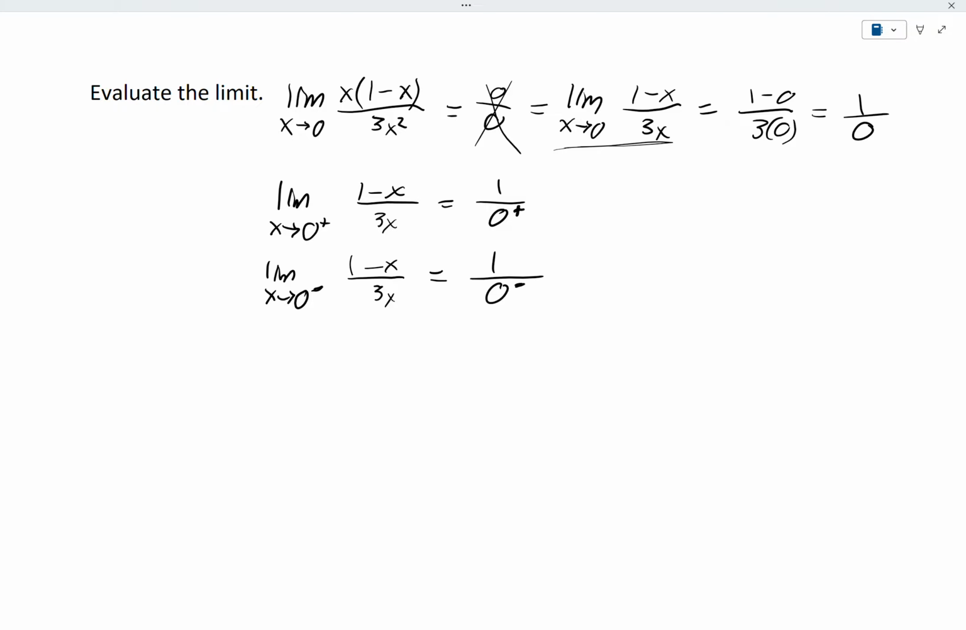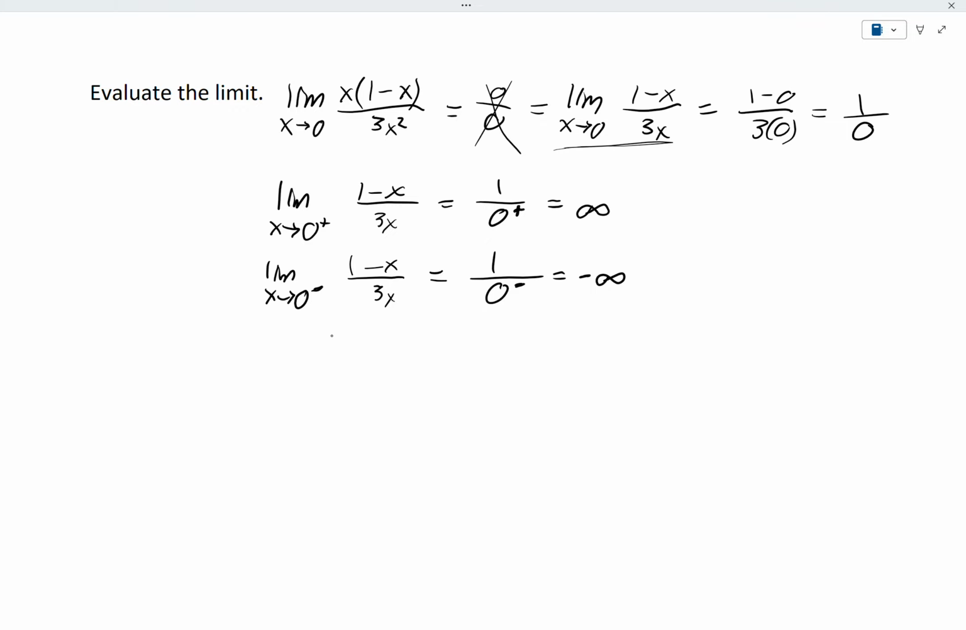So as you can see, we're dividing by a quantity that's really small and positive here. So yeah, sure, you can say that this is infinity. How about down here? We're dividing by a quantity that's extremely small in magnitude, but it's negative. So you would say this is negative infinity. And since infinity is not equal to negative infinity, the two-sided limit does not exist because it approaches a different value as you approach 0 from the two different directions.